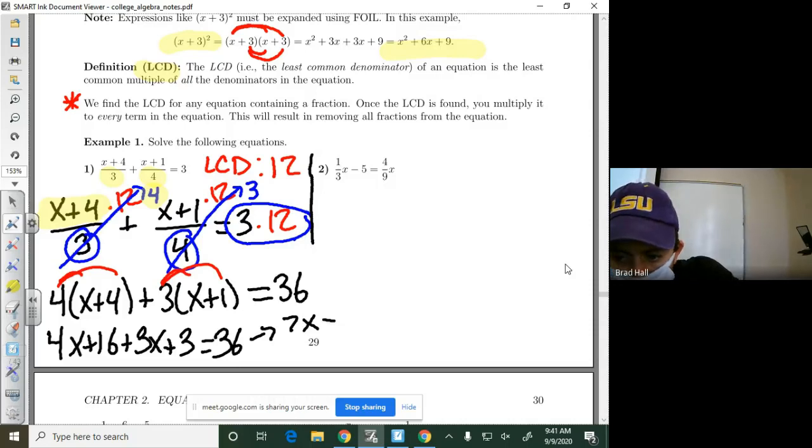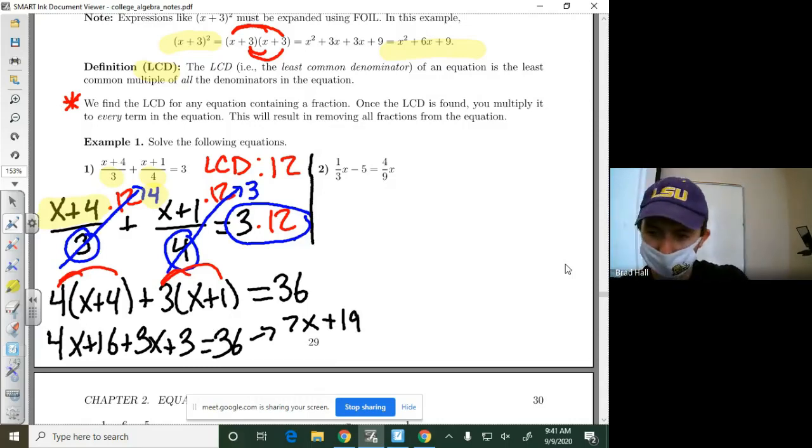So here we seem to get 7x. Let's see, we get 7x plus 19. I feel like I got a different answer in my last section. Uh-oh. Let me just work it out for now. Oh, wait, no, this is right. This is right. Okay, never mind.